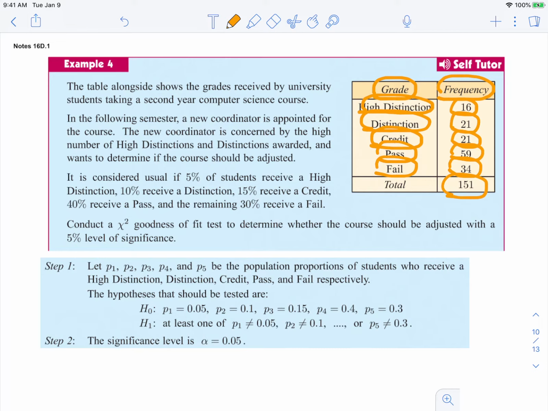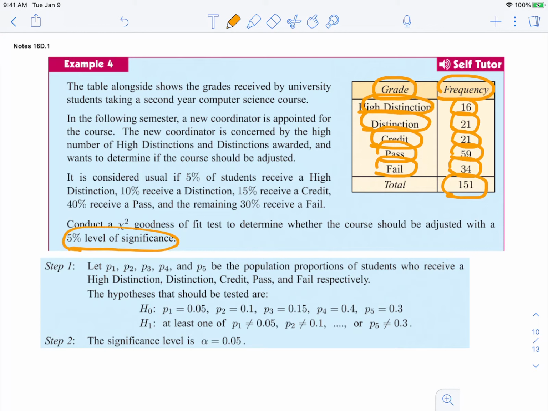So in the following semester, a new coordinator is appointed for the course. The new coordinator is concerned by the high number of high distinctions and distinctions awarded and wants to determine if the course should be adjusted. So it is considered usual if 5% receive high distinction, 10% distinction, 15% credit, 40% pass, and the remaining 30% fail. So what we're going to do is conduct a chi-squared goodness of fit test to determine whether the course should be adjusted with a 5% significance level.